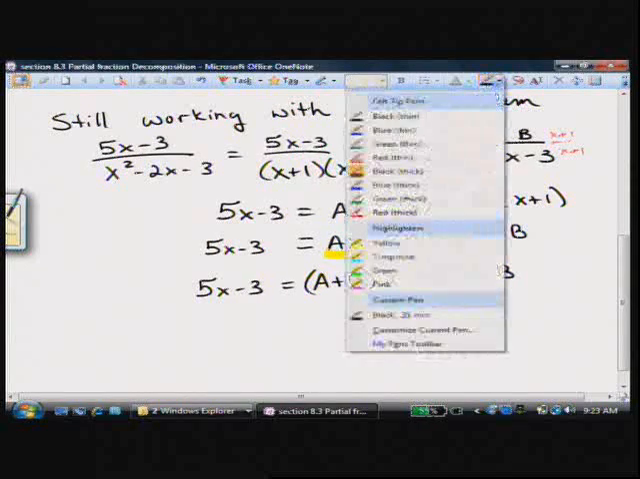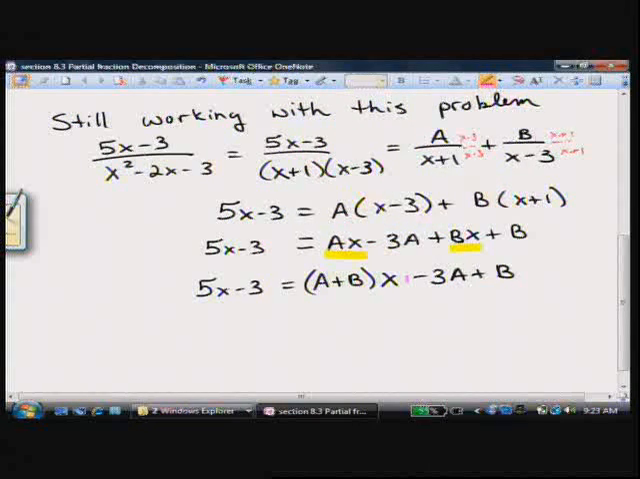Well, just look at this part right here and this part right here. And now tell me, what does a plus b have to be equal to? Yes, it absolutely has to be equal to that coefficient in front of the x, because this is an equal statement. So 5 has to be equal to a plus b, because you're going to have 5 x's, so this has to be 5 x's also. And the constant, negative 3a plus b, has to be equal to that.